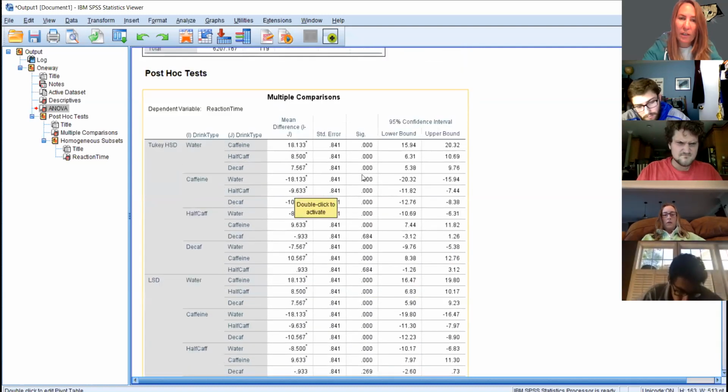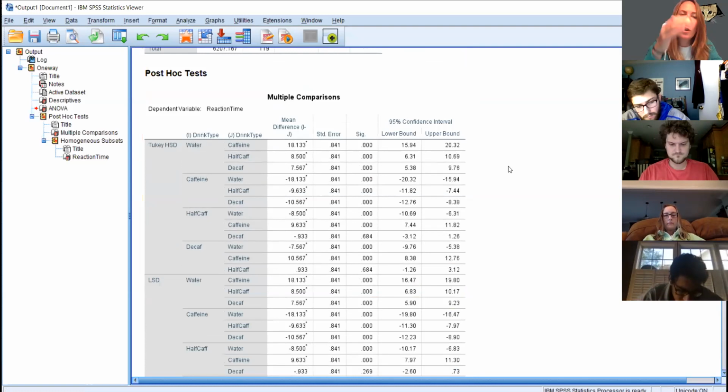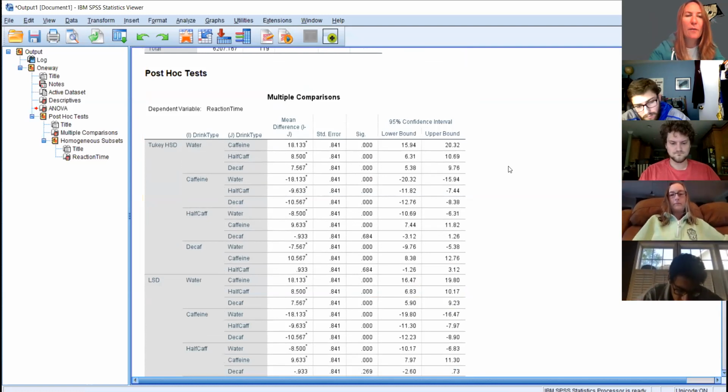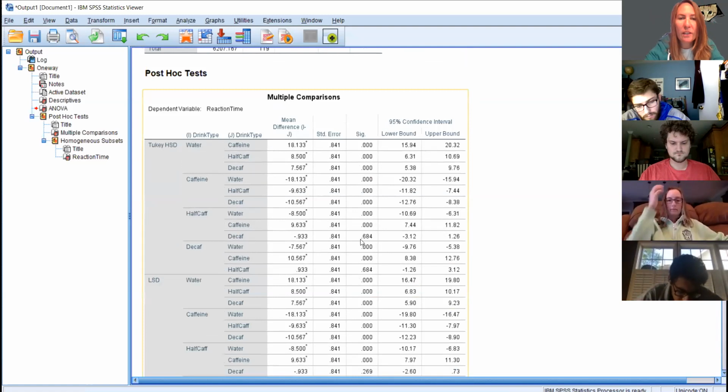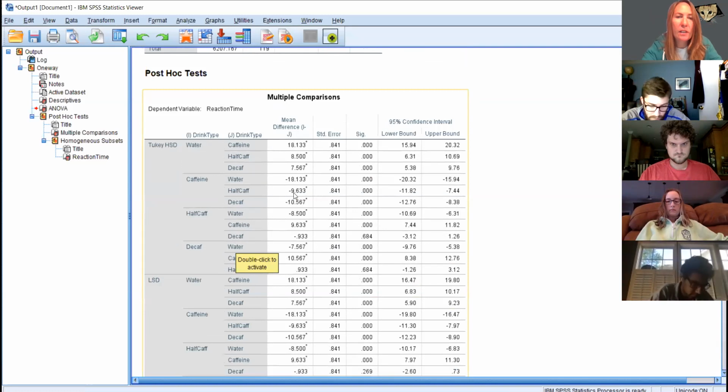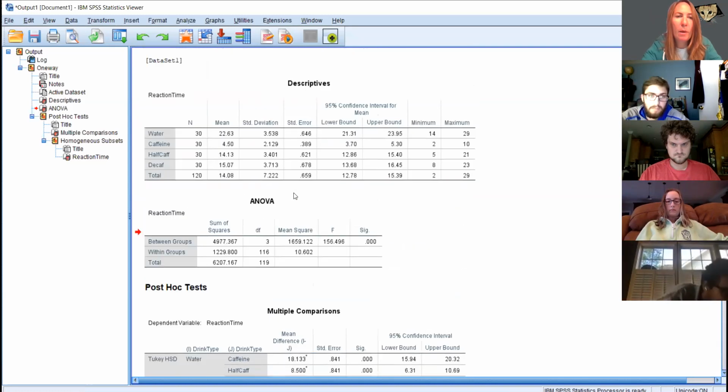So we can look and see where our significance is between these levels. We could see that we have water versus everything, caffeine versus everything, half calf versus everything. And you probably noticed everything's significant except for half calf and decaf. Half calf and decaf are not different from one another. But everything else is significant. So this doesn't tell us a whole lot, but we could come up and look at the means and determine, okay, so half calf and decaf are not different from each other. That makes sense since we're dealing with 14 and 15. Those are pretty close. But you can see that caffeine is 4 and water is 22.